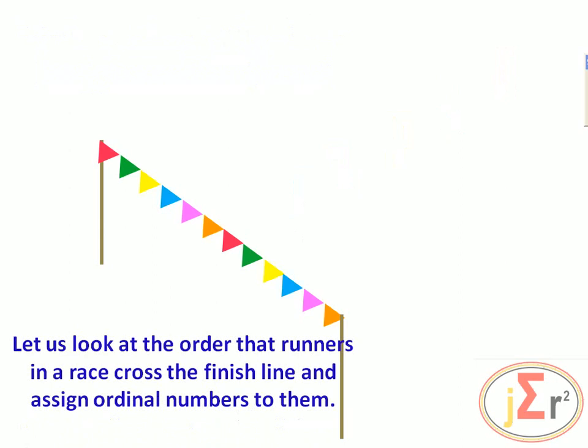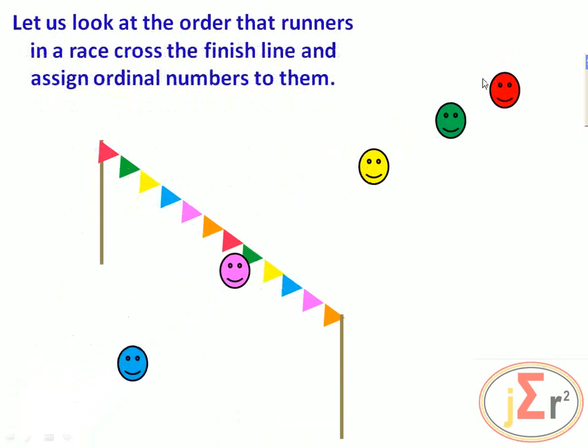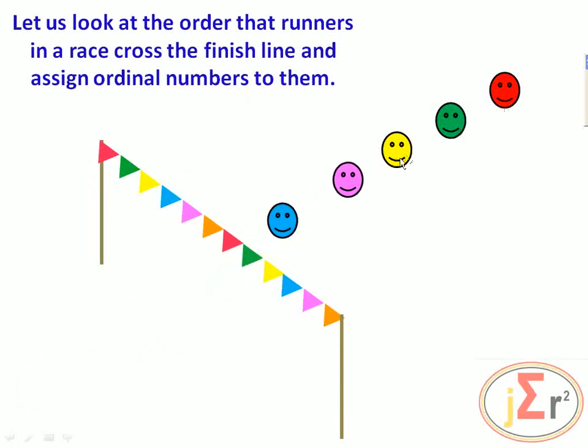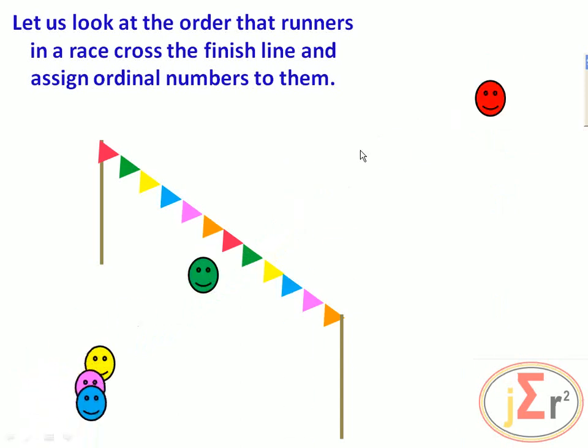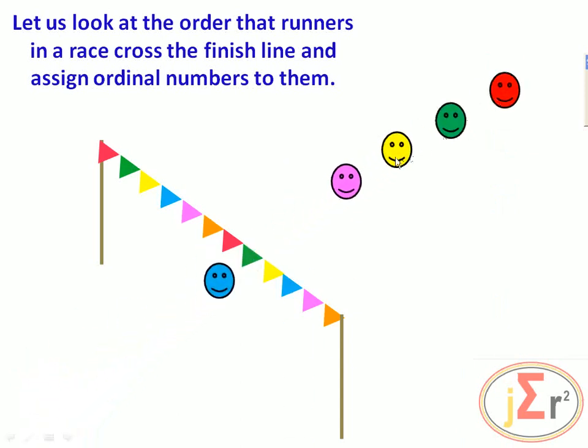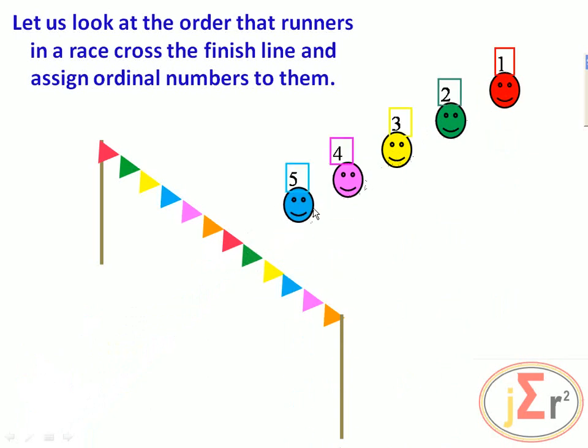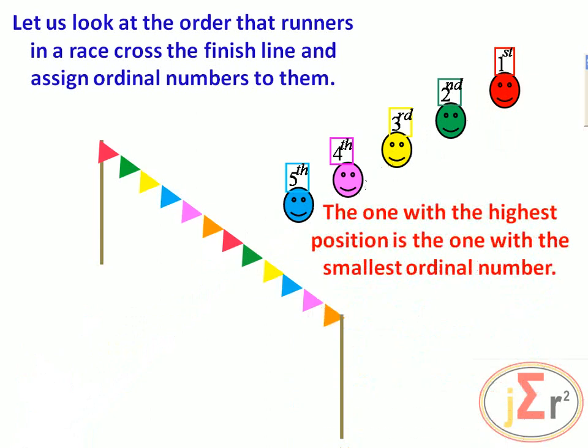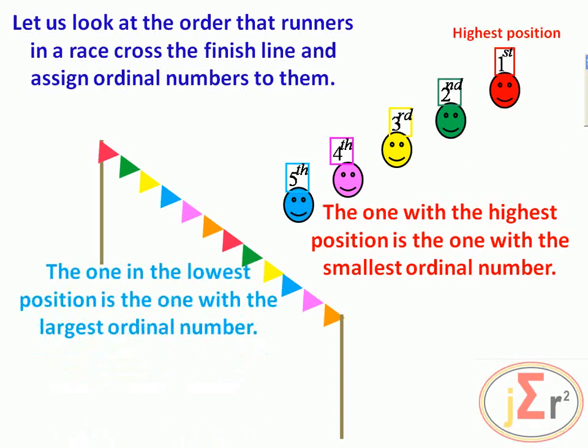Notice that this one is 1st, 2nd, 3rd, 4th, 5th. This one crosses in position 1, position 2, position 3, position 4, position 5. Right. The one with the highest position is the one with the smallest ordinal number. Highest position. The one in the lowest position is the one with the largest ordinal number.